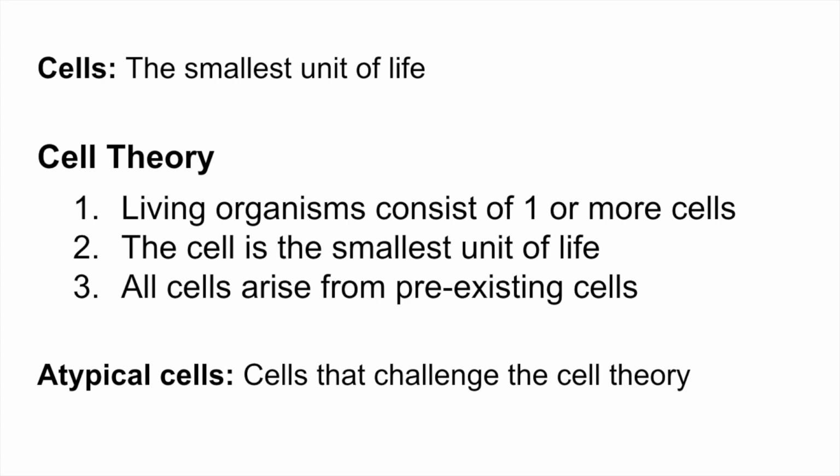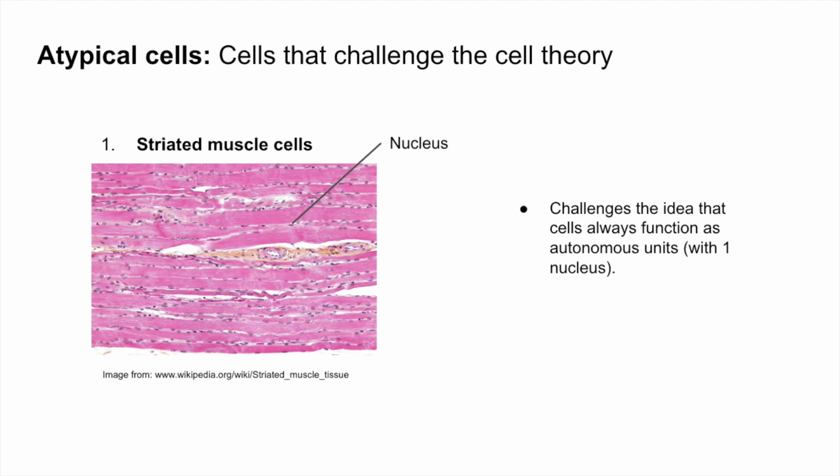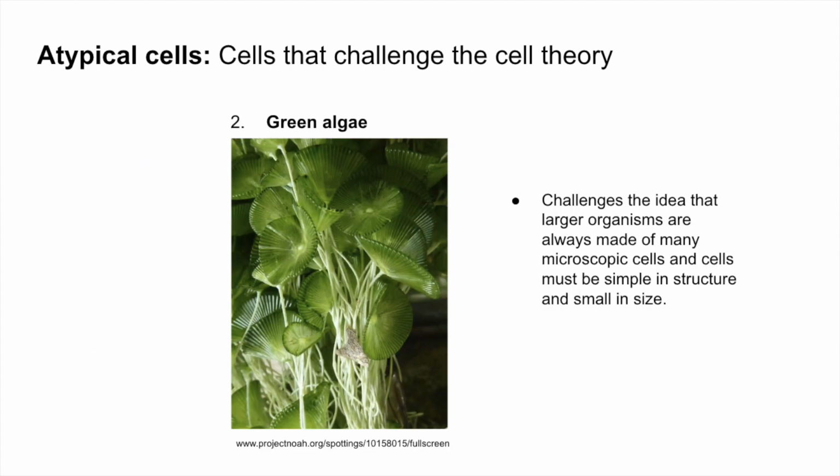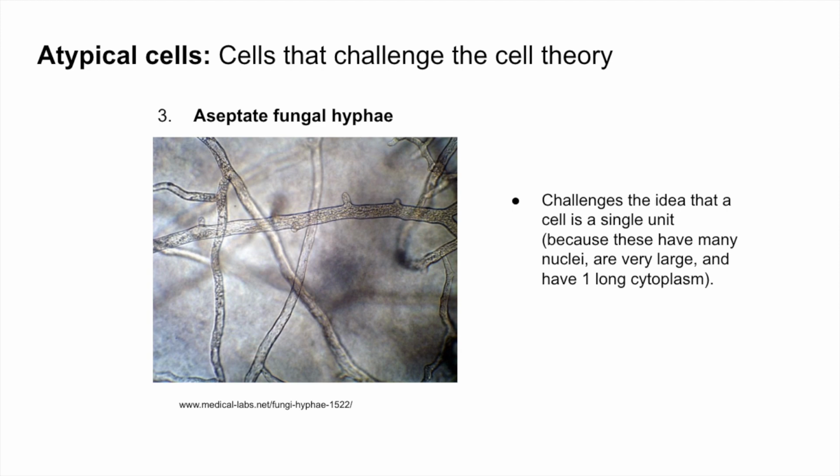Let's look at three examples. The first is the striated muscle cell. This cell is very long and it has multiple nuclei surrounded by one plasma membrane, so each cell unit is multinucleated. Hence, this challenges the idea that cells always function as autonomous units with one nucleus. The second is the giant algae. This is a unicellular algae, and it challenges the idea that larger organisms are always made of many microscopic cells, and cells must be simple in structure and small in size. And third, there's the aseptate fungal hyphae. These cells form long threads, hyphae, with many nuclei and have no dividing cell walls, so they challenge the idea that a cell is a single unit because they have many nuclei, are very large, and have one long cytoplasm.